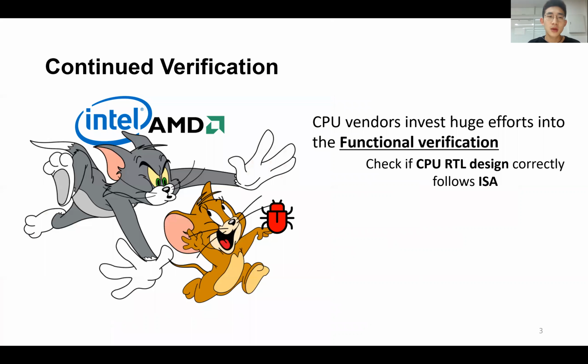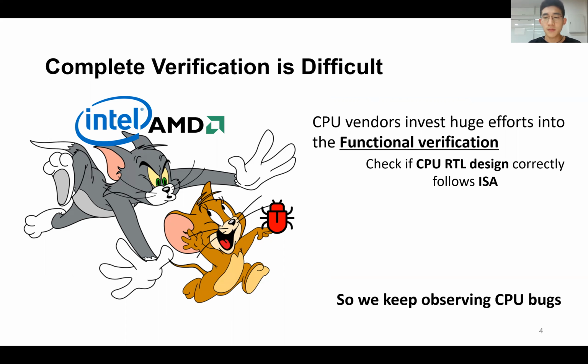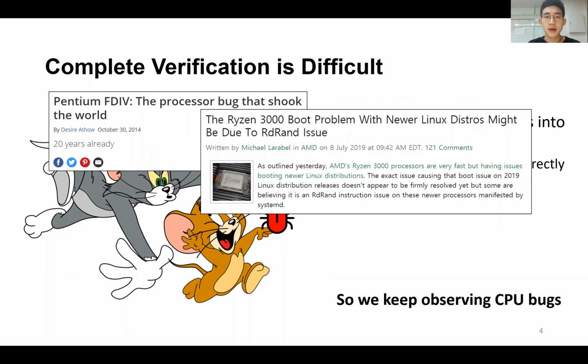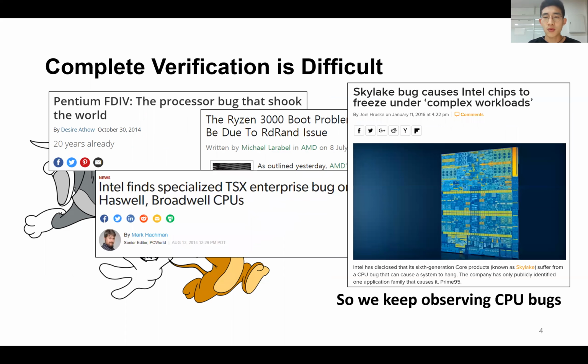a huge amount. As you can see, since CPU bugs cannot be fixed after the chip is released, CPU vendors such as Intel or AMD pour huge time and effort to find the possibly existing bugs before they release the chip. This process is called functional verification, checking that the CPU RTL design correctly follows the instruction set architecture. But we always find new bugs after the chip is released. To name a few: the Pentium FDIV bug, the Ryzen RDRAND bug, the TSX bug, and so on.